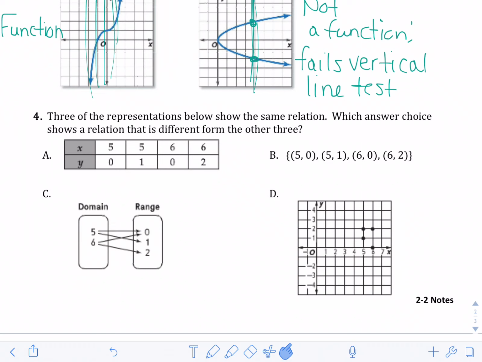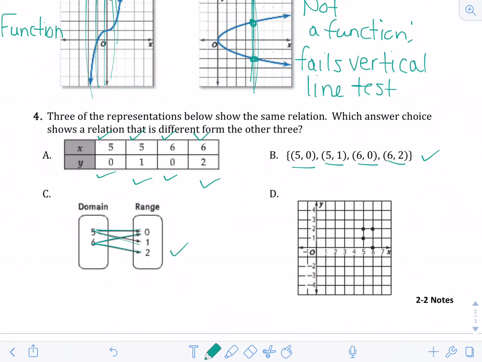5, 0. So here this 5, 0 matches up with this 5, 0. 5, 1 matches with 5, 1. 6, 0, 6, 0. 6, 2, 6, 2. All right, doing good so far. All right, let's look at C. 5, 0, 5, 0. 5, 1, 5, 1. 6, 0, 6, 0. 6, 2, 6, 2. Doing so good so far.